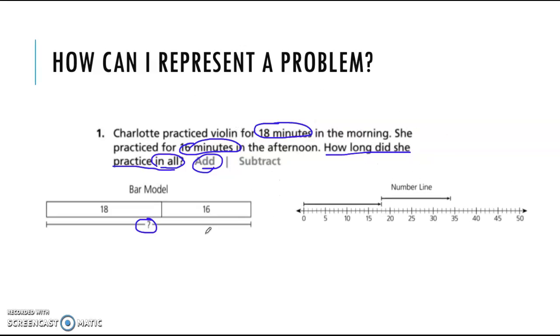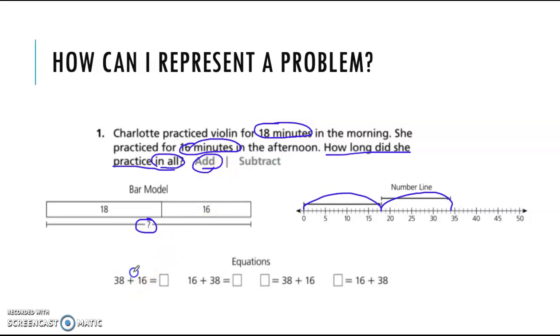When I'm looking at a number line, again, remember, if my number line starts to the left and I move to the right, that means that I'm adding. So I started at 0 and jumped to 18. That was my first number that showed. And then I jumped another 16 to get to my answer. So I see that on this number line, I'm moving forward because I am adding. And finally, my equations would show my plus symbol. So all of these show that I am going to add.